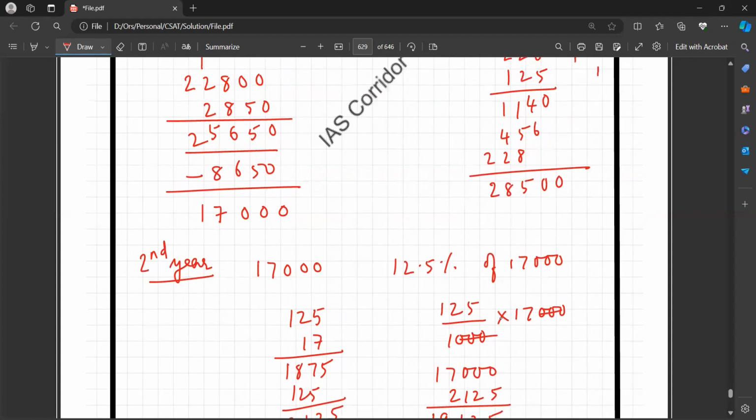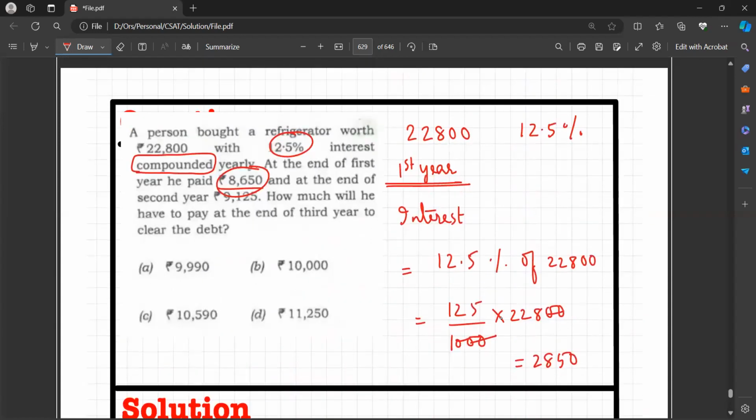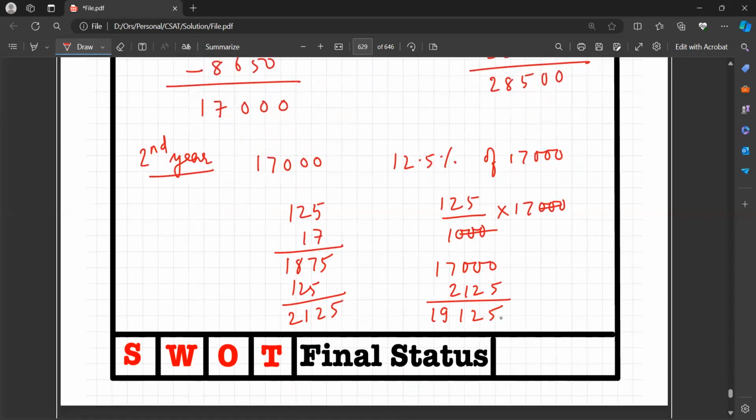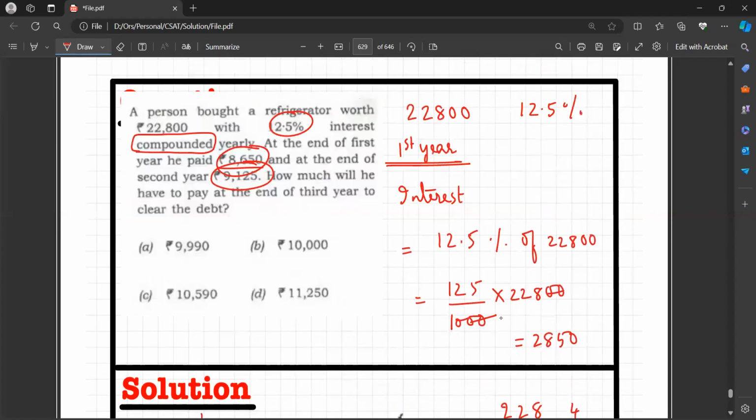Now the person paid 9125. क्वेश्चन सेटअप ही ऐसा बनाया गया है. Now the person pays 9125. The remaining amount will be 10,000. If the remaining amount is 10,000, उसके ऊपर 12.5 interest percent लगेगा.